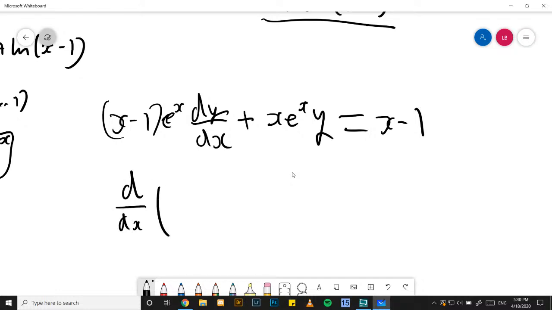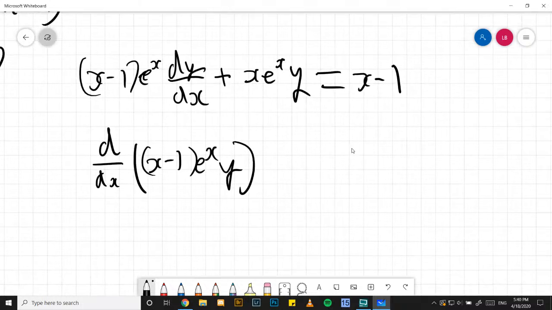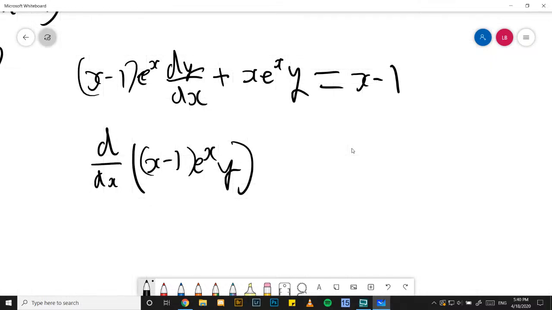And what we can end up doing is we can now just rewrite this as d dx of x minus 1 times e to the x times y. And note that if you were to actually differentiate this, you have x minus 1 e to the x over here, and you differentiate the y, you get dy dx, plus you differentiate all of this, you get x e to the x, and then you multiply it by y, and you get exactly what you wanted, and that's equal to x minus 1.